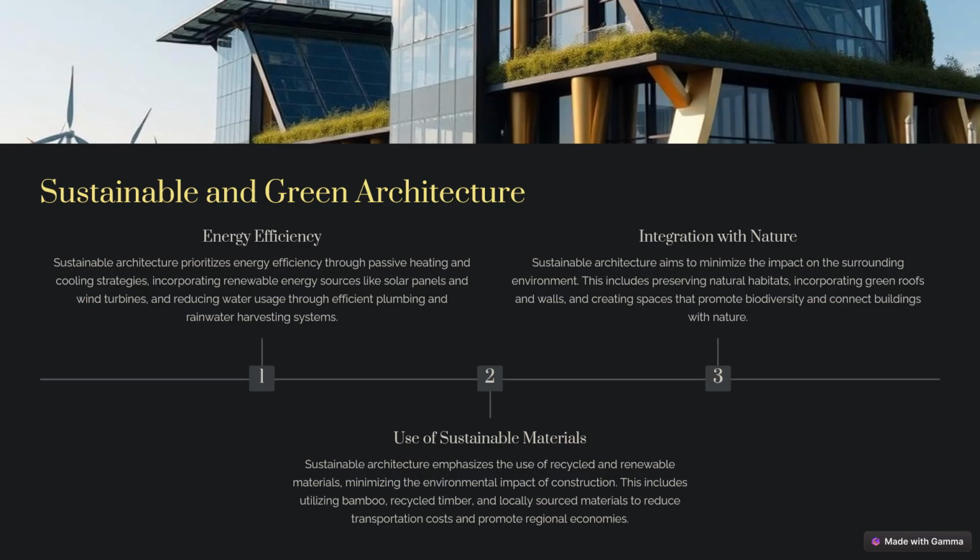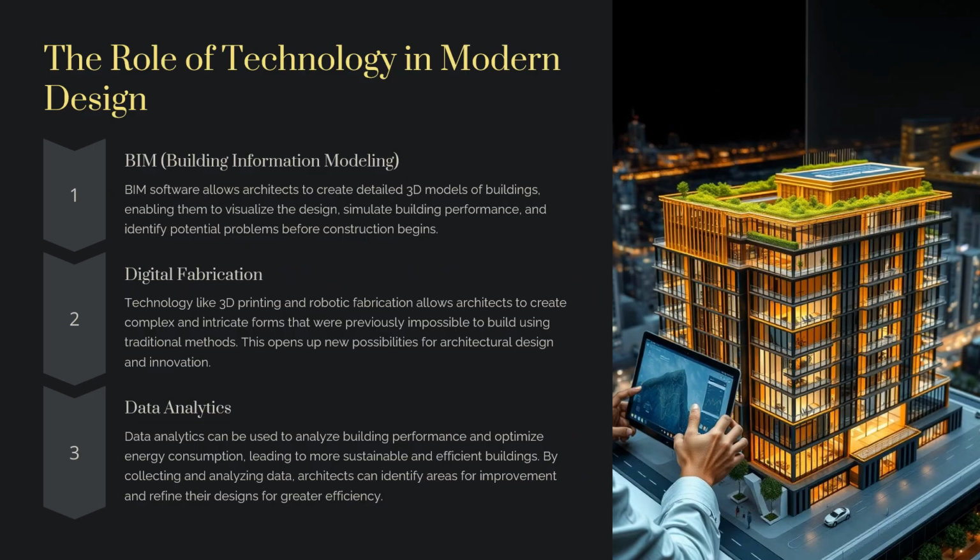The third one is integration with nature. Sustainable architecture aims to minimize the impact on the surrounding environment. This includes preserving natural habitats, incorporating green roofs and walls, and creating spaces that promote biodiversity and connect buildings with nature. On this slide, dear students, let's discuss the role of technology in modern design.